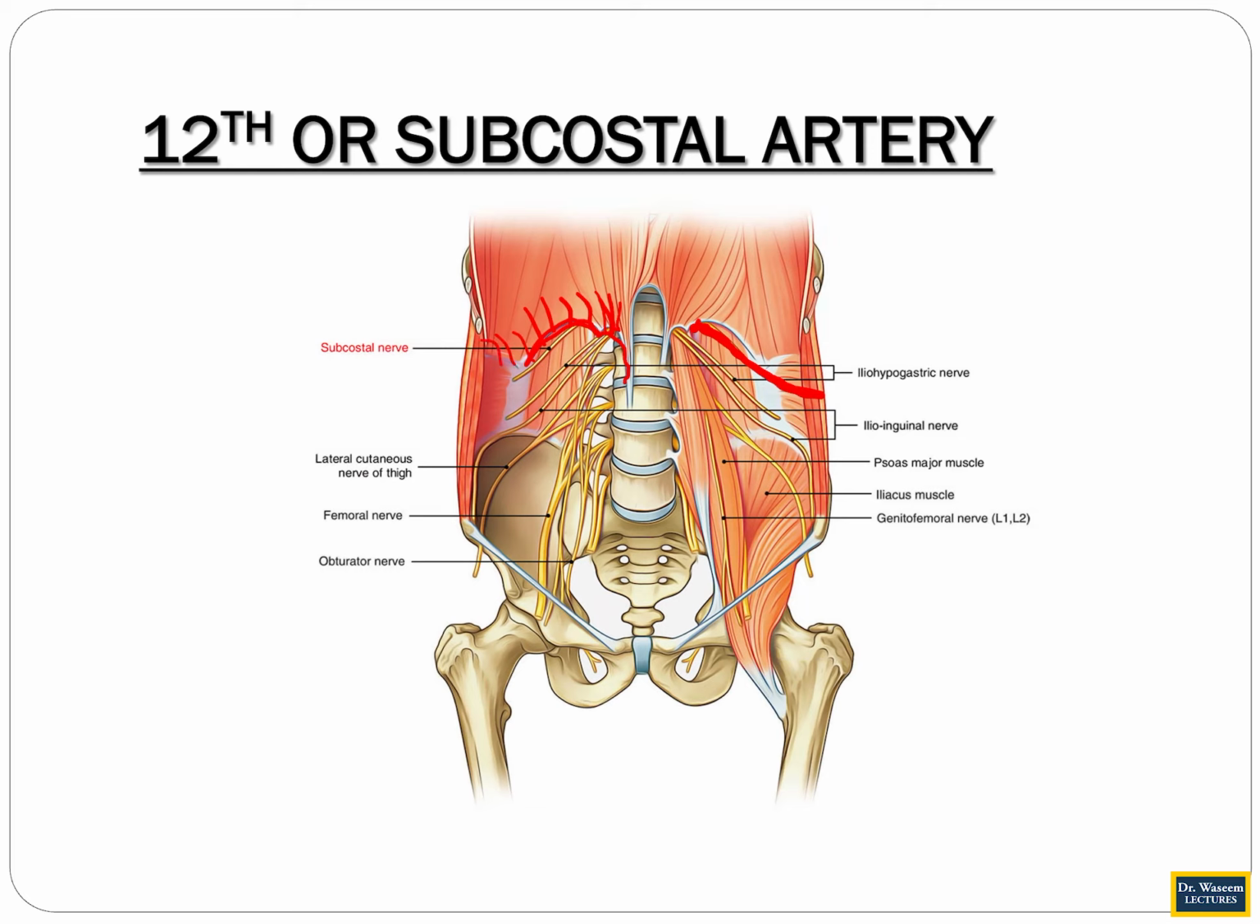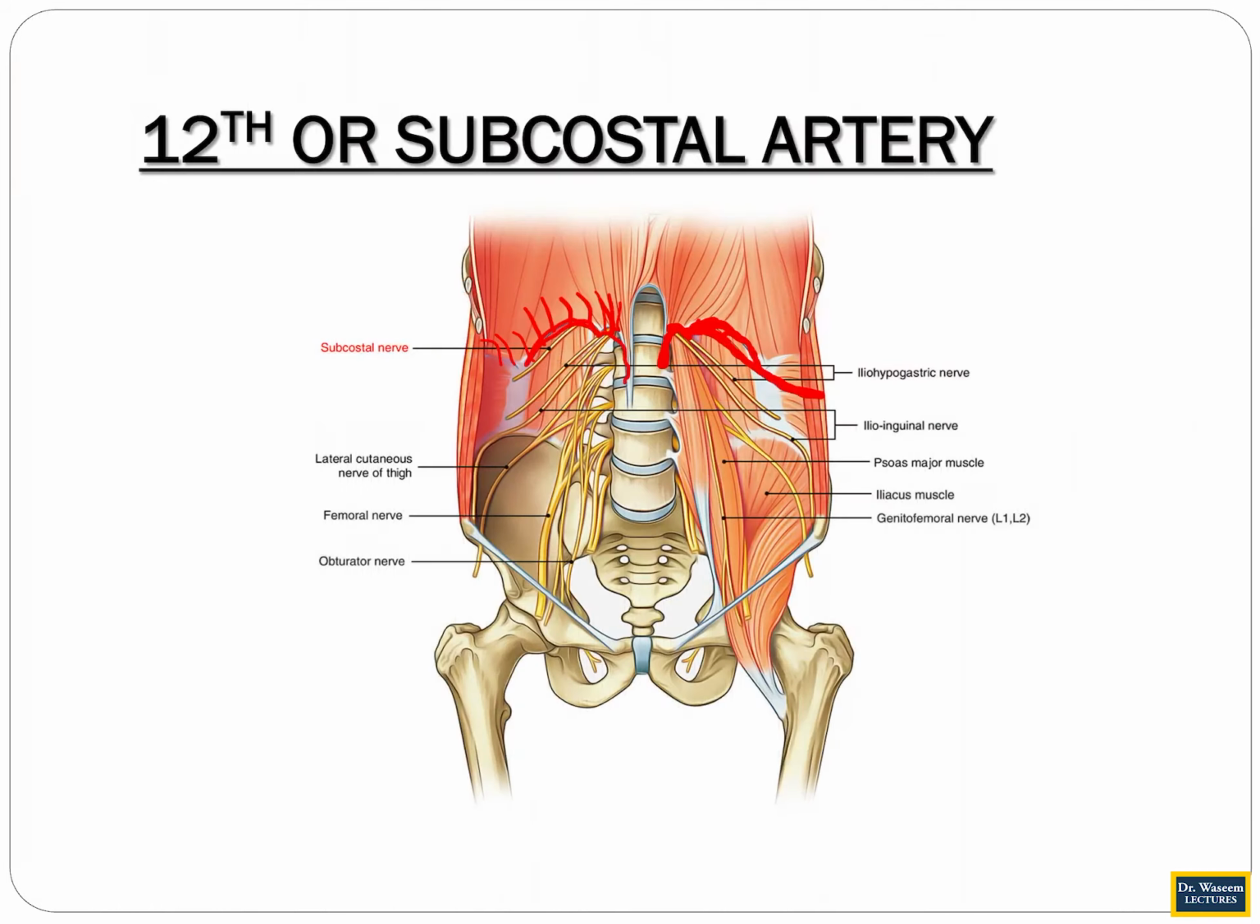The lateral arcuate ligament is the thickened upper margin of the fascia covering the quadratus lumborum muscle, and the medial arcuate ligament is the thickened part of the fascia covering the psoas major muscle. So this is called the subcostal or the 12th intercostal. But don't call it 12th intercostal, we call it subcostal.